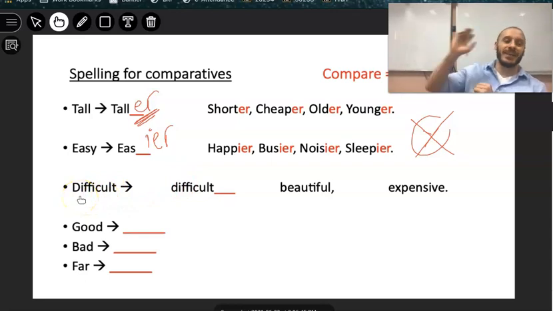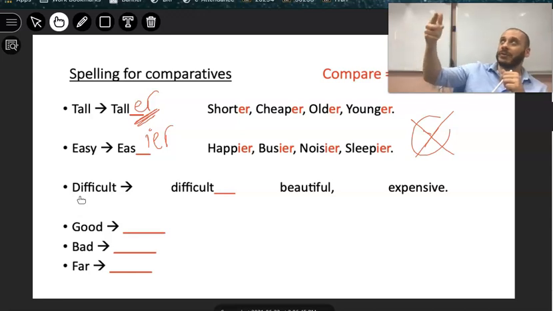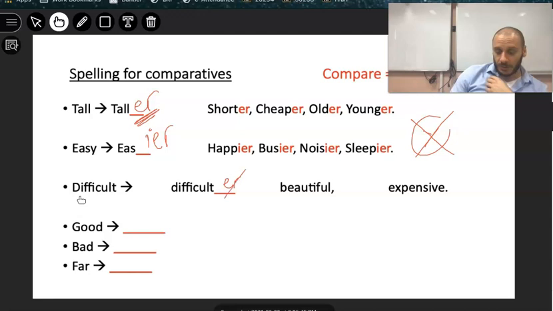And then these words, anything with 2 or 3 or 4 or 5 syllables, yani the long adjectives, difficult, beautiful, uncomfortable, all of these, not ER, just we use more difficult, more beautiful, more expensive.